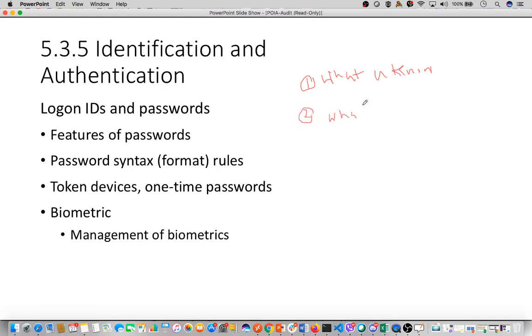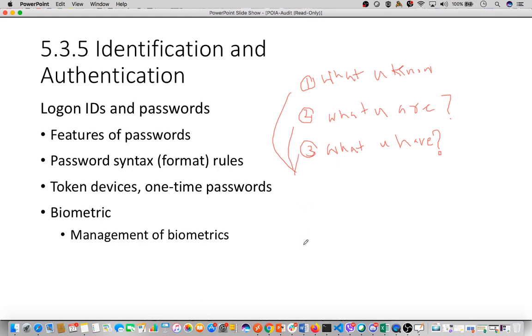What you are is basically about biometrics. It can be an eye scan, an iris scan or retina scan, or other biometrics. Or it can be what you have, something that you carry, a kind of token device. Those are the other related things. If you can use at least two of them together, that works.